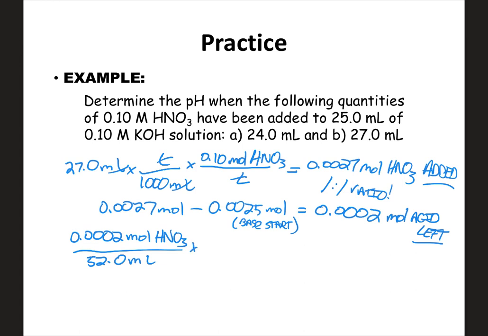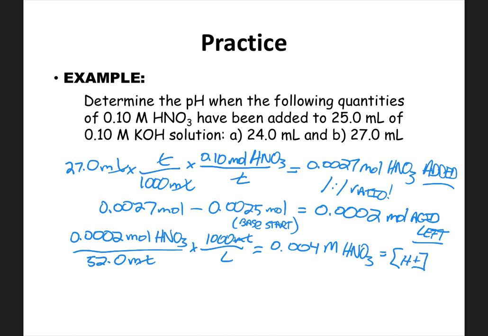We can quickly convert this. There's 1,000 milliliters for every liter. This gives me the concentration. So my ending concentration here would be 0.004 molar. This would be for the nitric acid, but remember, this is a strong acid, so it's 100% dissociated. So if we know the concentration of the acid, it's a 1-to-1 ratio. So this is the concentration of the H plus.